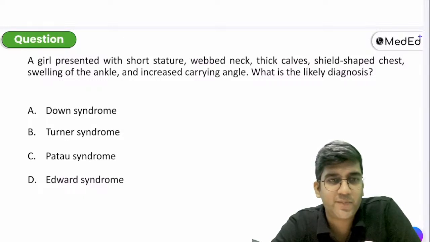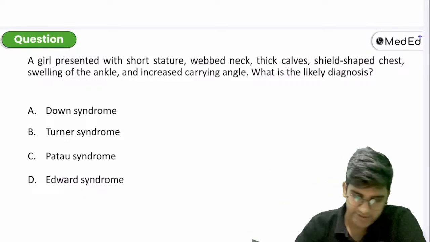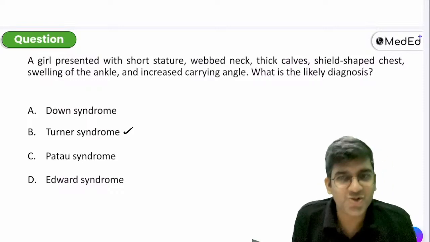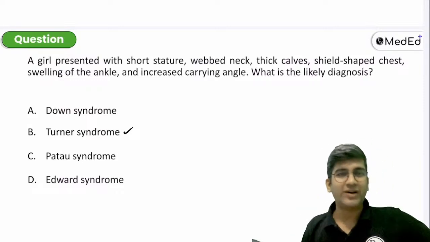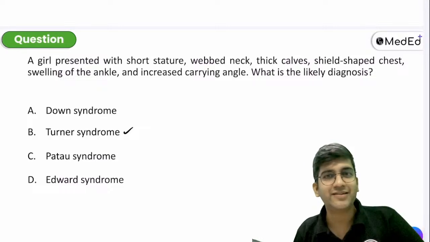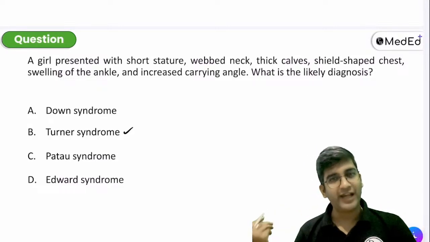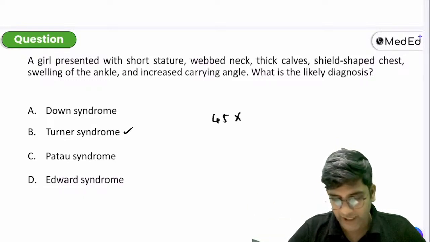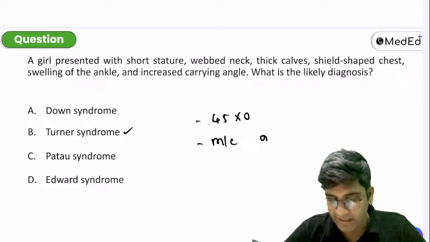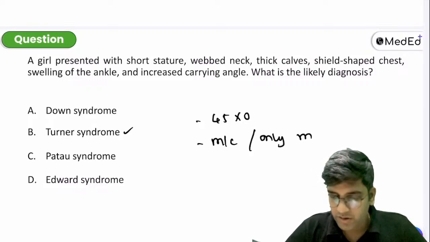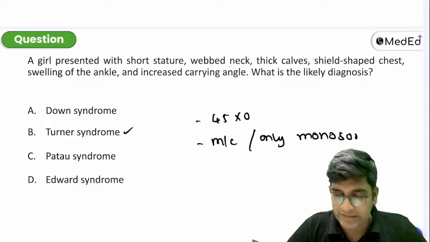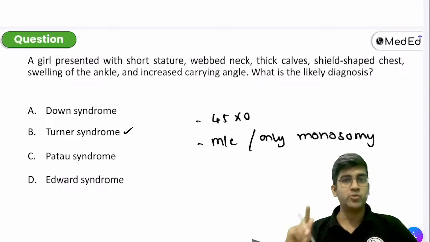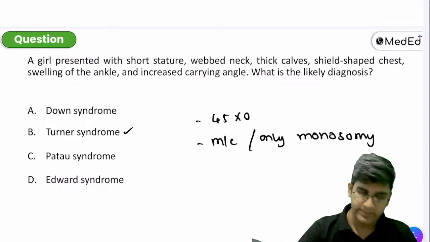Okay, great, Rahul. Simple, Turner's, right? I'm not going to talk about this. You know about Turner's. The only presentation missing here is primary amenorrhea. If primary amenorrhea is there, it completes almost the entire picture of Turner syndrome. Nothing much to discuss here. The only thing is it's 45XO. This is the most common or only monosomy alive. Every other monosomy will die inside the uterus. The only monosomy which is alive will be Turner syndrome, right?